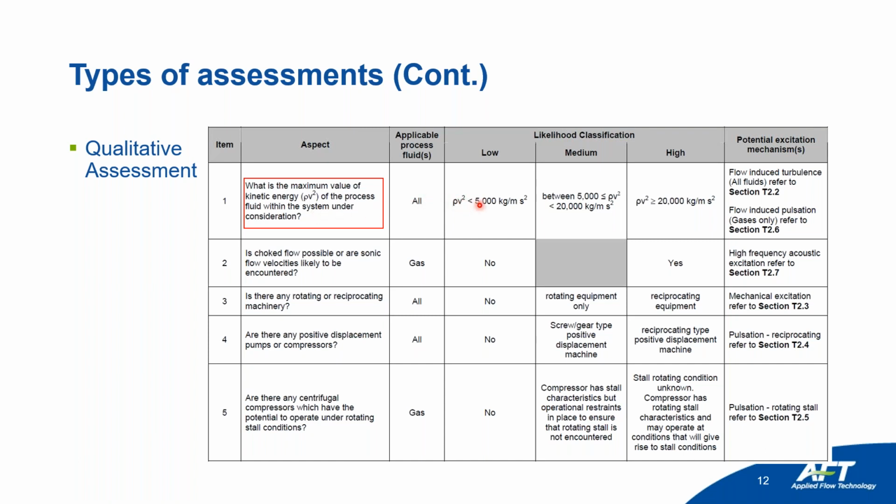So if it's below 5,000, it's a low risk. If it's between 5,000 and 20,000, it's medium risk. If it's higher than 20,000, it's a high risk. So then it provides guidance on how to solve any problems in section T2.2.